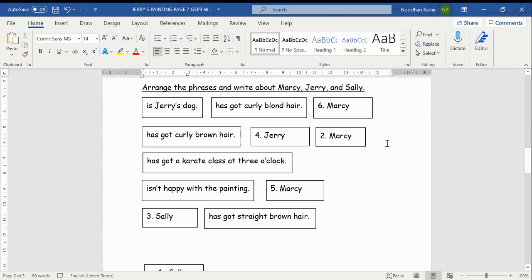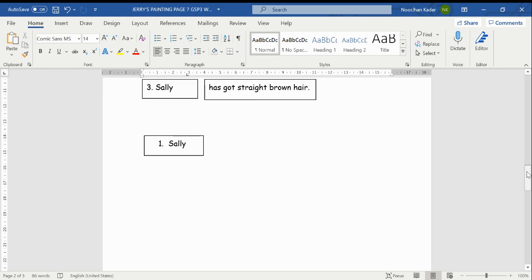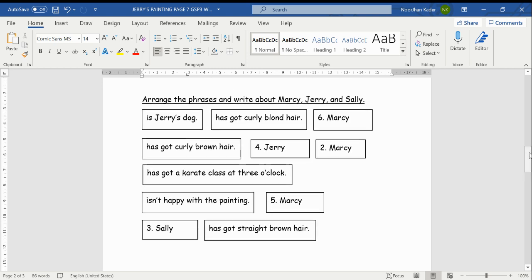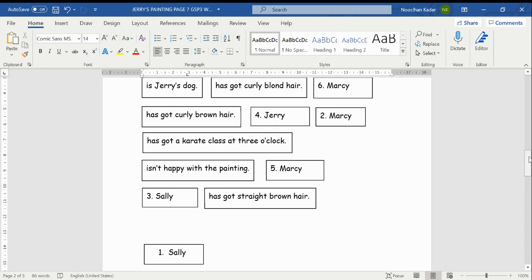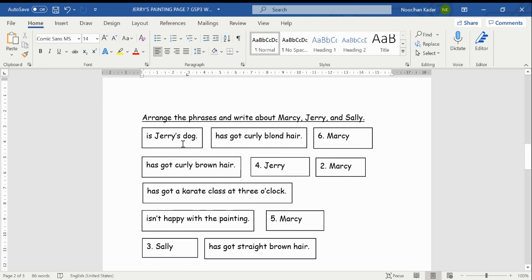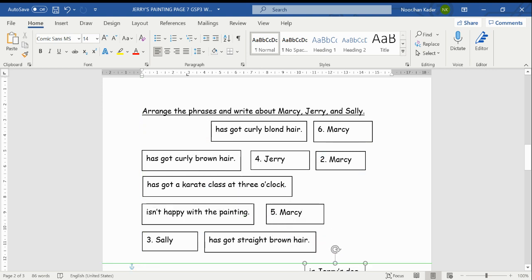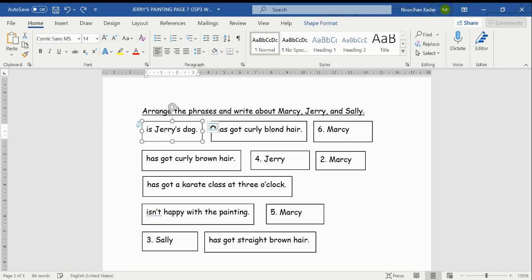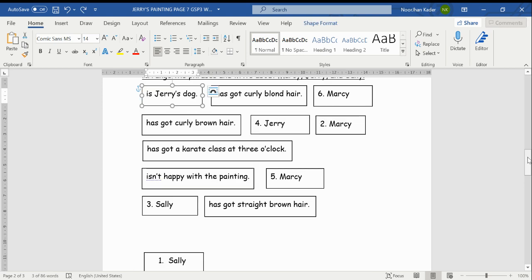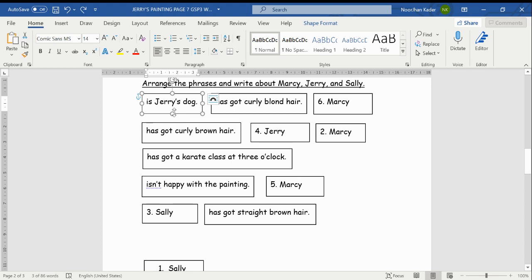So the first one is Sally. We know Sally is Jerry's dog. Then you see here, we have here one: Sally is Jerry's dog. Wait, I have to move the cursor a bit.